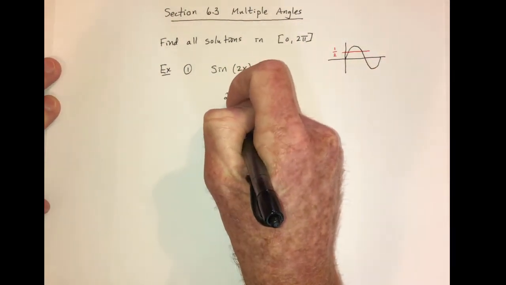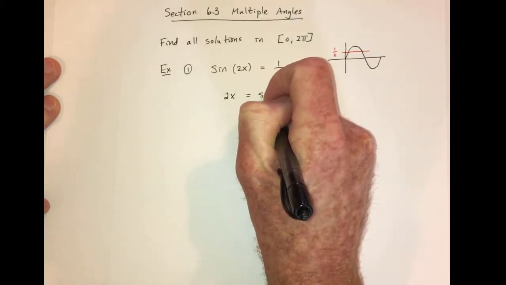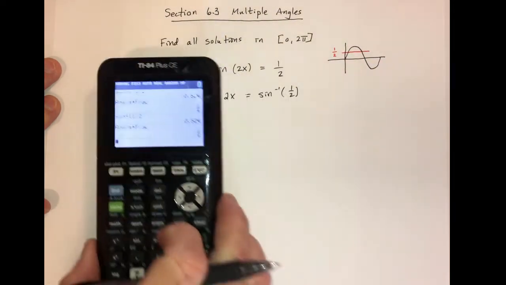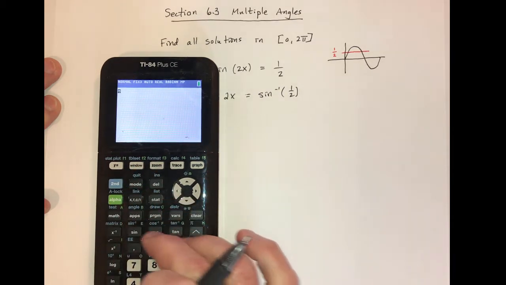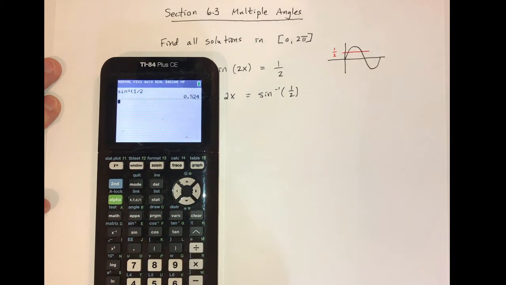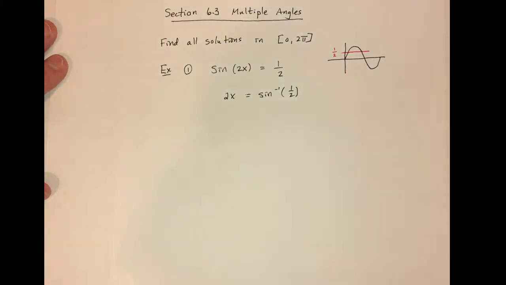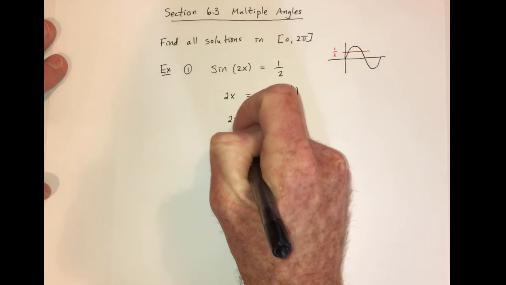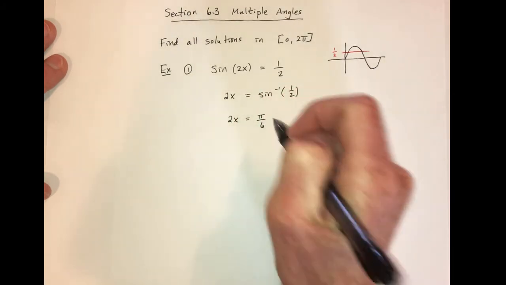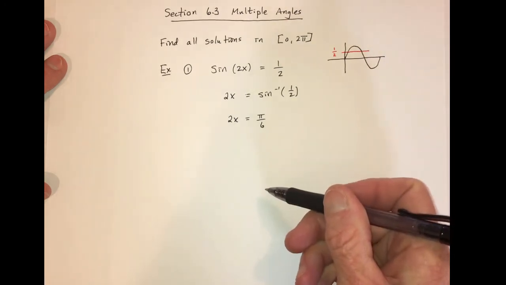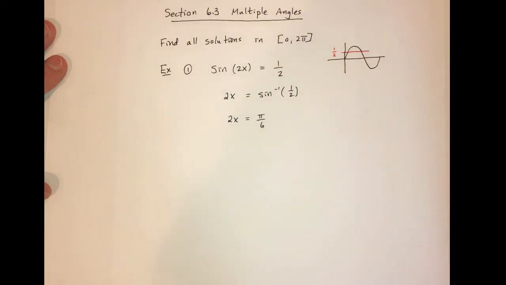So to begin with, take sine inverse of both sides. Sine inverse of 1/2. So take sine inverse of a half, and then divide that by pi, convert it to a fraction, and it's pi over 6. So we get that 2x equals pi over 6. Now it's tempting to divide by 2, but don't do that. Wait until the very end. Wait until we get all 4 answers, and then at the very end, we'll divide them all by 2.